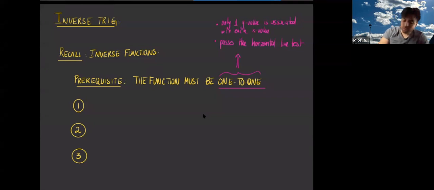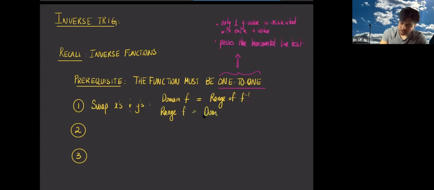Now, what else do we know? We know that we swap the x's and the y's, right? In other words, the domain, our x values of f, equals the range of f inverse, the inverse function. The range of f equals the domain of f inverse. Do you guys see that? This is literally saying the same thing. It's saying switch the x's and the y's.